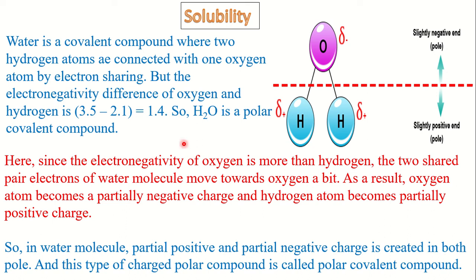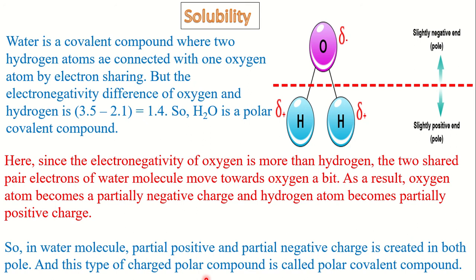Look, here since the electronegativity of oxygen is more than hydrogen, the two shared pairs of electrons of the water molecule move towards oxygen a bit. As a result, the oxygen atom becomes partially negatively charged and the hydrogen atom becomes partially positively charged. So in the water molecule, partially positive and partially negative charges are created at both poles, and this type of charged polar compound is called a polar covalent compound. Dear students, in an ionic compound there are positive and negative charges present on both sides.